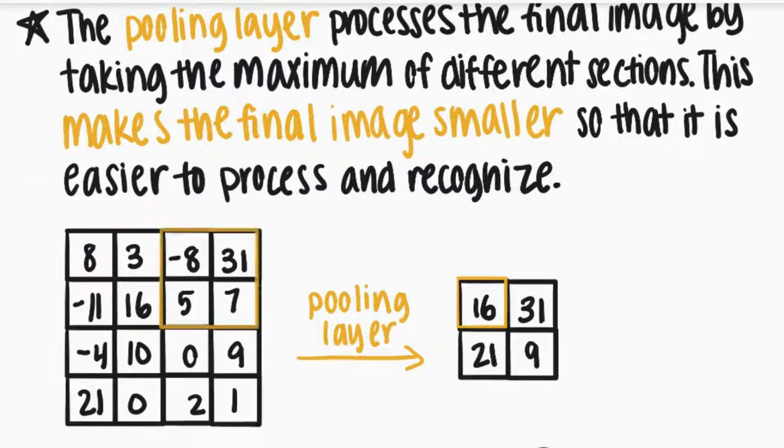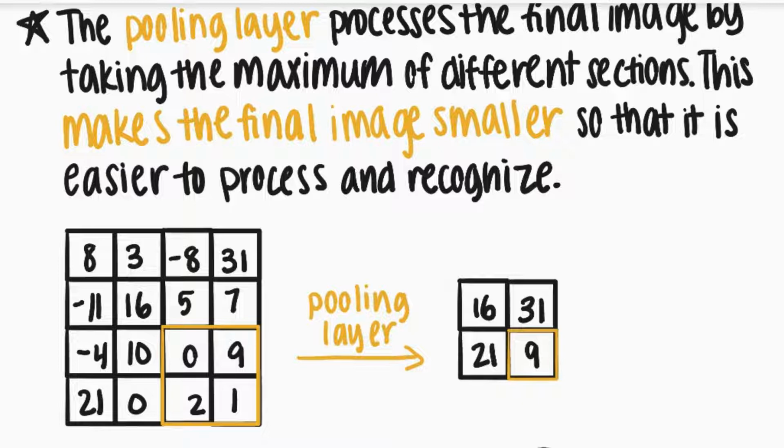When we move it here, we see that the biggest number in this section is 31, so we're going to place 31 right here. Then in this section, we see that the biggest number is 21. So we're going to put 21 right here. And finally, in this last section, we see that the biggest number is 9. So we're going to place 9 right here. And that's how the pooling layer processes it.